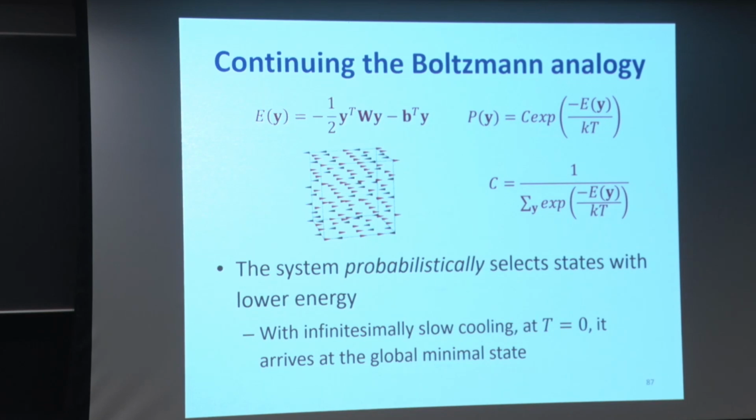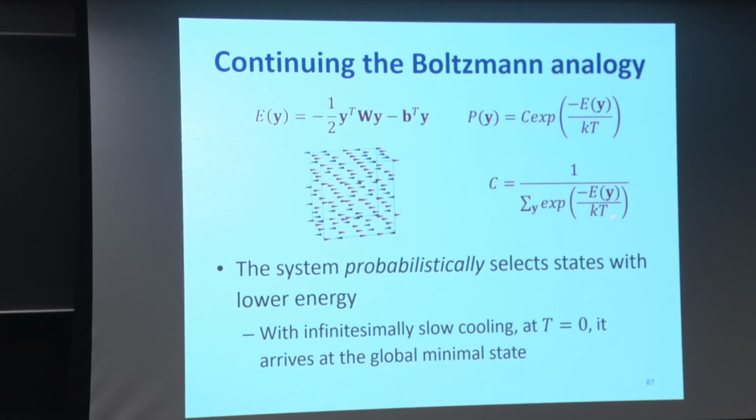So continuing with the Boltzmann analogy, what is really happening is that this system probabilistically selects states with lower energy, meaning if the material is set at some energy in some configuration, then it's going to randomly keep changing its state, but it's always going to favor states with lower energy, and you're less likely to find it at any time in a state with higher energy. This is just the physical property of the system, right?